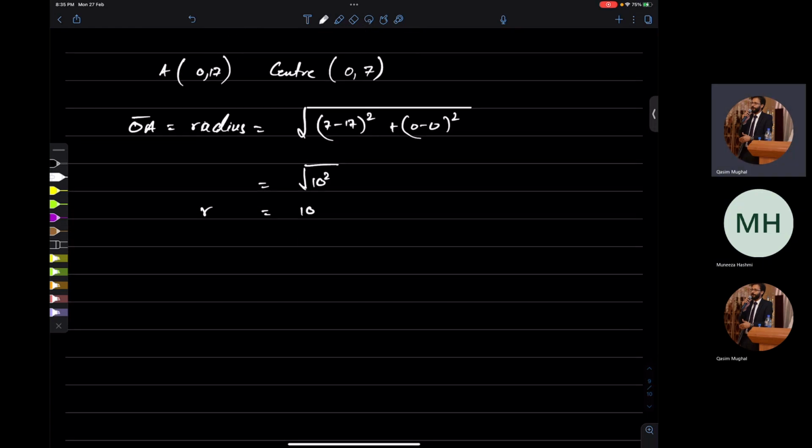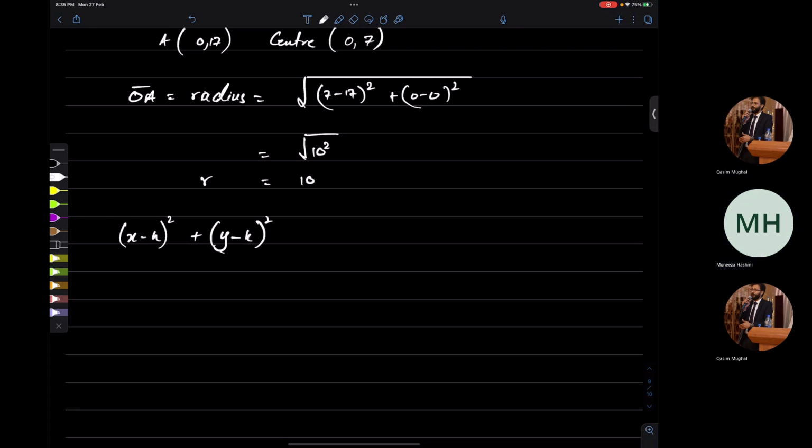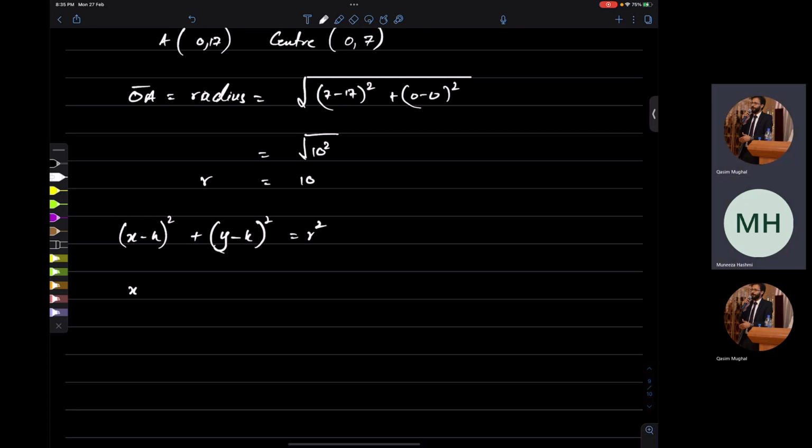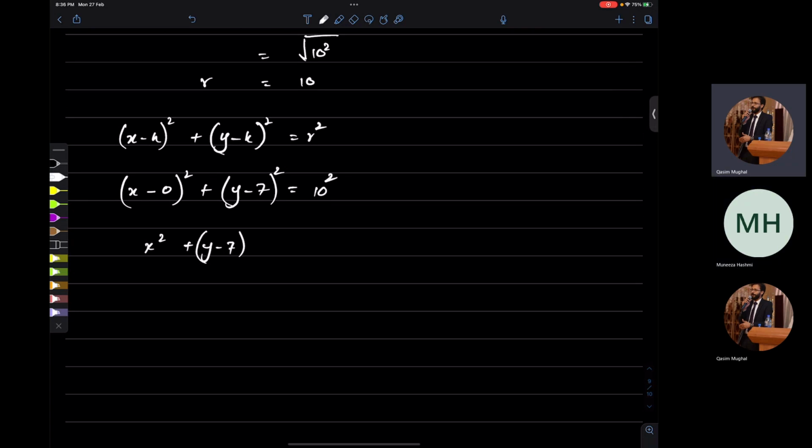Now, once I have the center and the radius, I can easily write down the equation of the circle. So x minus h is 0, y minus k is 7, and r is 10, which is going to leave you with x squared plus (y minus 7) whole squared equals 100.